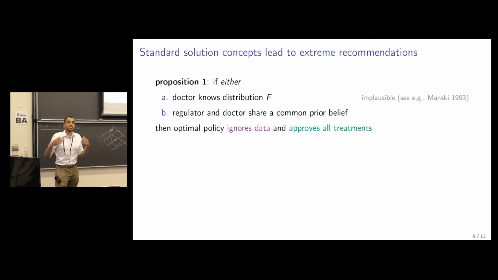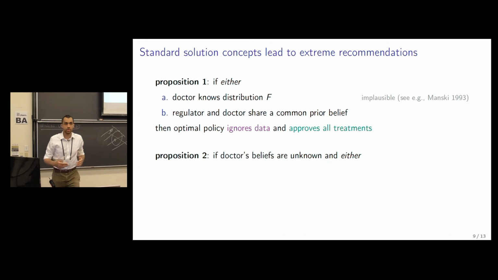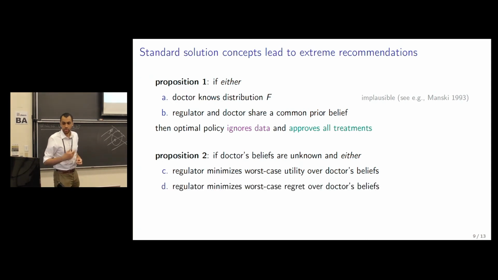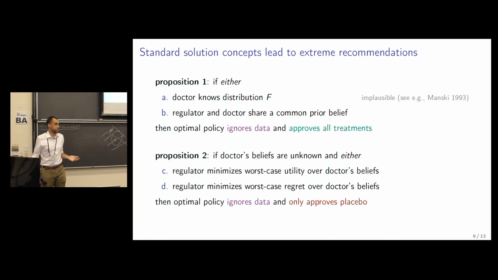OK, so we might take a different approach, which is to say, let's get rid of all these assumptions, and let's think about the doctor's beliefs as totally unknown, in which case either the regulator minimizes the worst case utility over the doctor's beliefs, or the regulator minimizes the worst case regret over the doctor's beliefs. In either of these two cases, the optimal policy will ignore the data and only approve the placebo. Right? And so here, we take a very robust approach, but it's so robust, we get a very conservative result that doesn't really look like what we see in practice. The question is, can we do something in the middle by taking advantage of the clinical trial data?